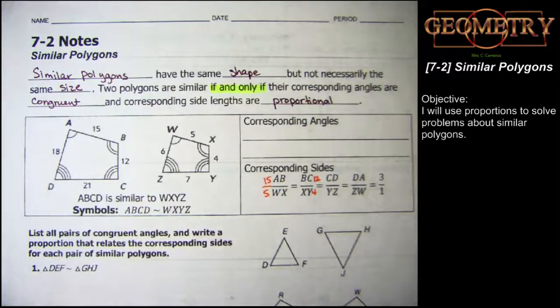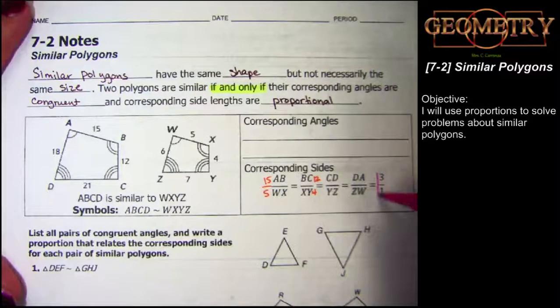Whenever we do this, we make a ratio of the sides. This value that we get is called the scale factor.